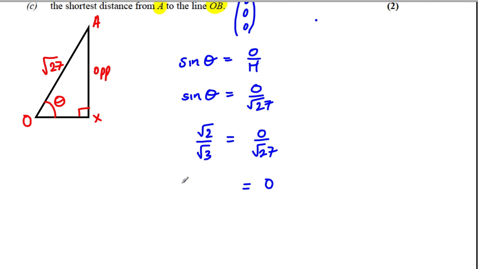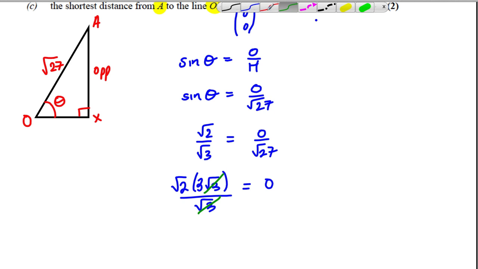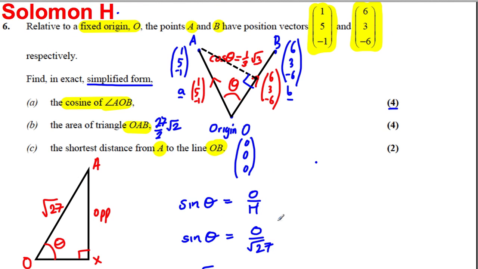So the opposite must be root 2 times root 27, which is 3 root 3, all over root 3. The root 3's cancel, and I get myself 3 root 2. So 3 root 2, which is the opposite side, which is the distance I'm looking for, and I'm done.